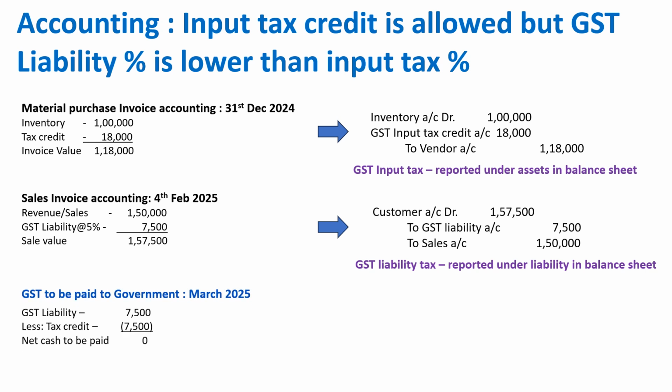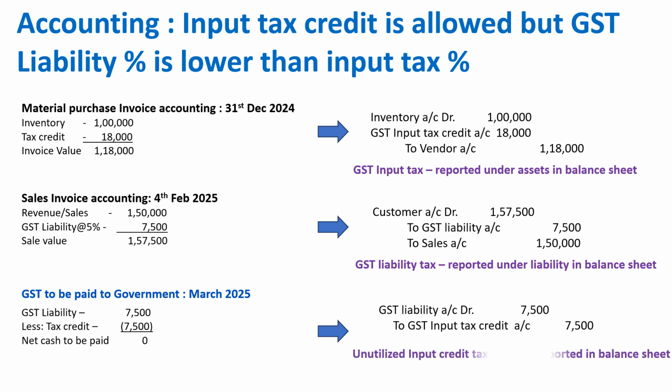Now, when it comes to payment, as the GST liability is lower than the input tax credit, the GST liability of 7,500 is adjusted with the tax credit of 7,500, and no cash payment is made to the government. So what is the accounting entry here? GST liability account debited 7,500, to GST input tax credit 7,500. The unutilized input tax credit is 10,500, that is 18,000 minus the utilized 7,500. So the unutilized 10,500 is reported in the balance sheet as unutilized tax under assets.